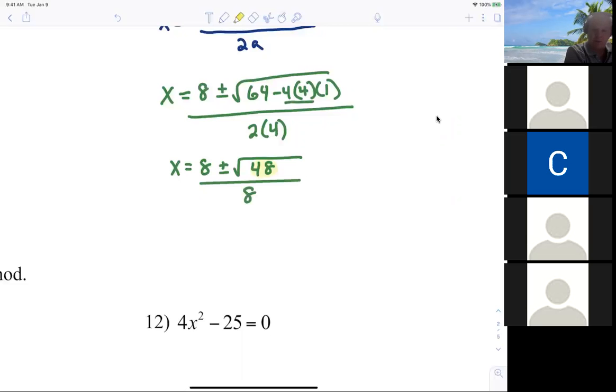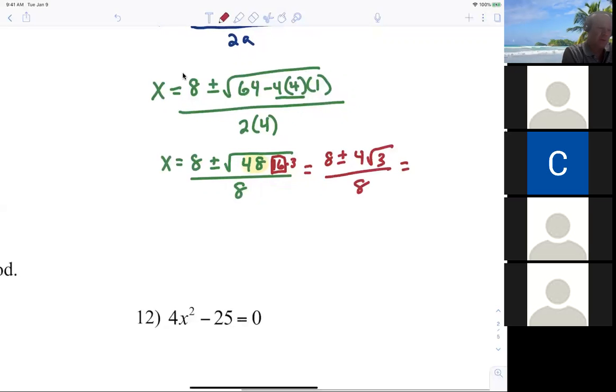All right, I'm asking you to remember that 48 was the same as 16 times 3. So now the square root of 16 is 4. So 8 plus or minus 4 radical 3 over 8. And then we can divide everything by 4. So that's 2 plus or minus radical 3 over 2.